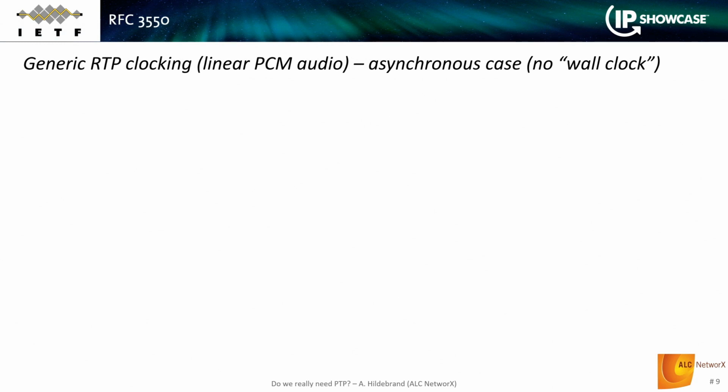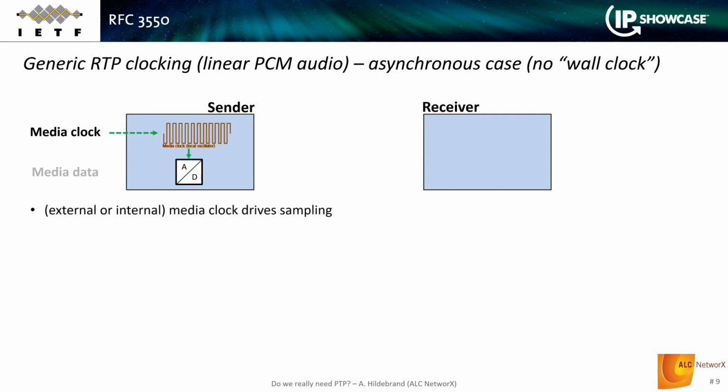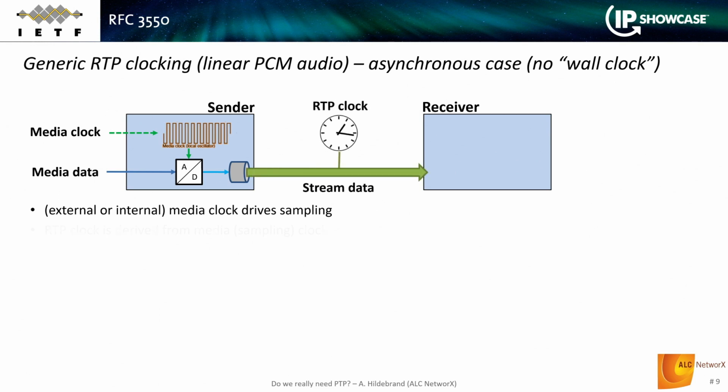So let's have a quick look at how the generic RTP clocking with RFC 3550, the whole asynchronous case, works. We have a sender, we have a receiver. The sender has its own either free-running or externally driven media clock, which is used to sample the media data. So it's acquiring information by a free-running internal media clock or by an externally supplied media clock. The samples are sent over with the RTP stream clock. The RTP stream clock, which is part of the RTP protocol, is directly derived from that media or sampling clock. So in other words, the samples in the stream clockwise relate to the acquiring media clock, right?